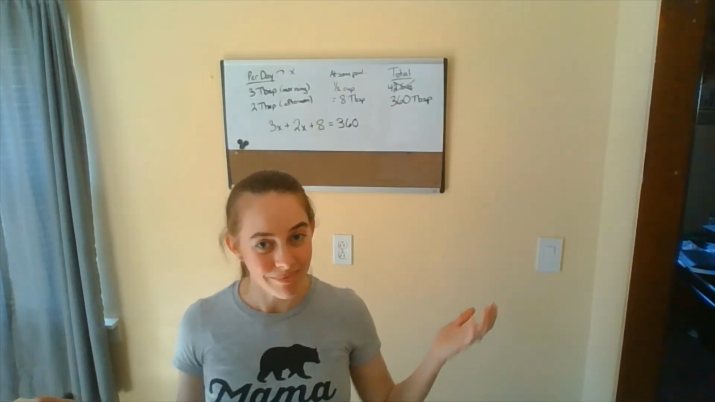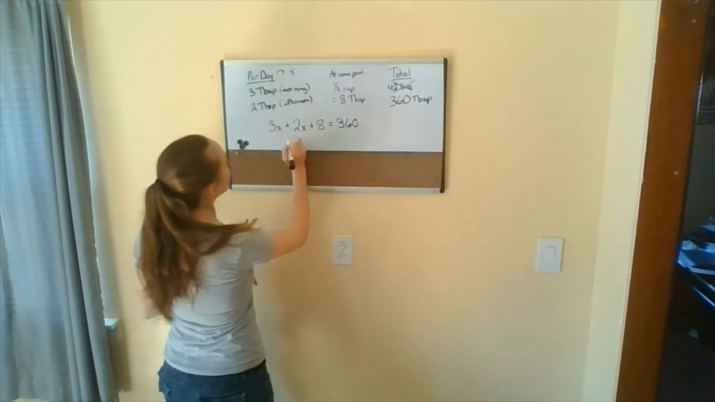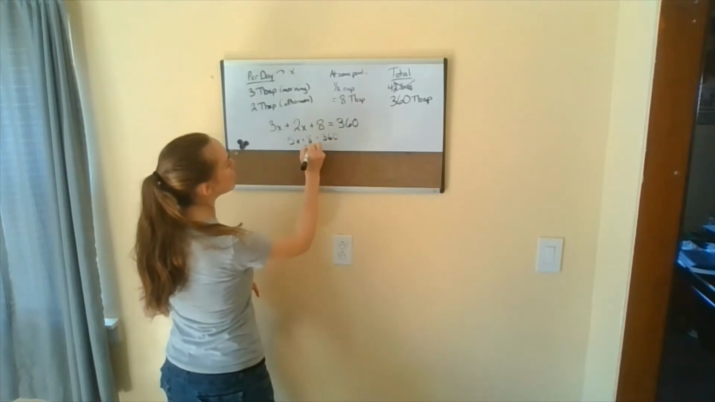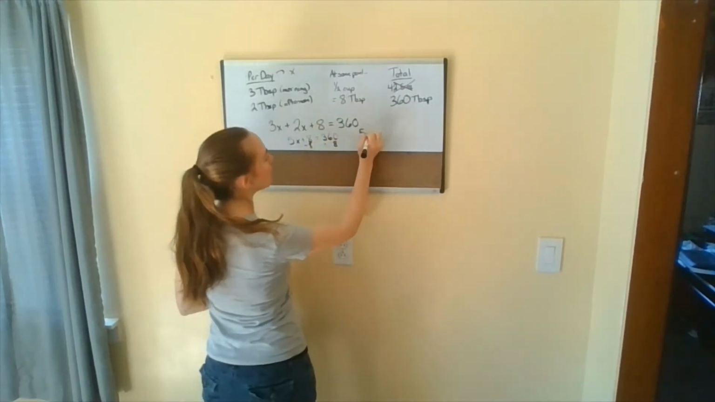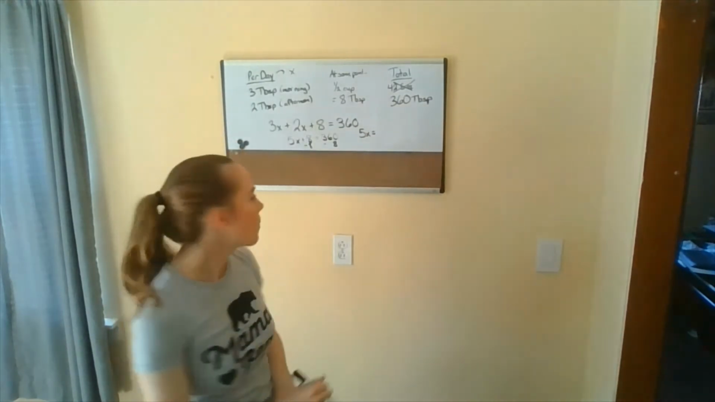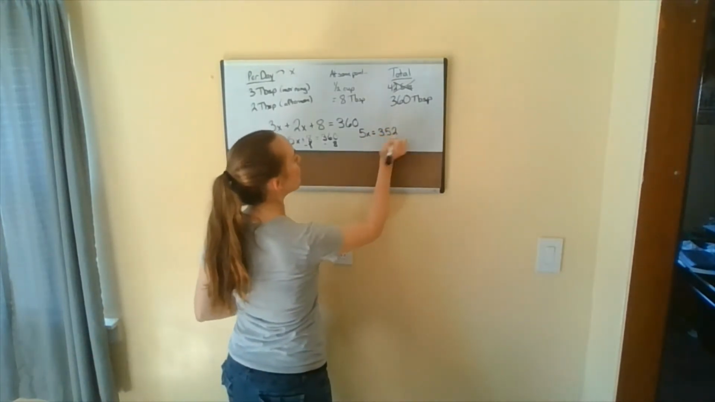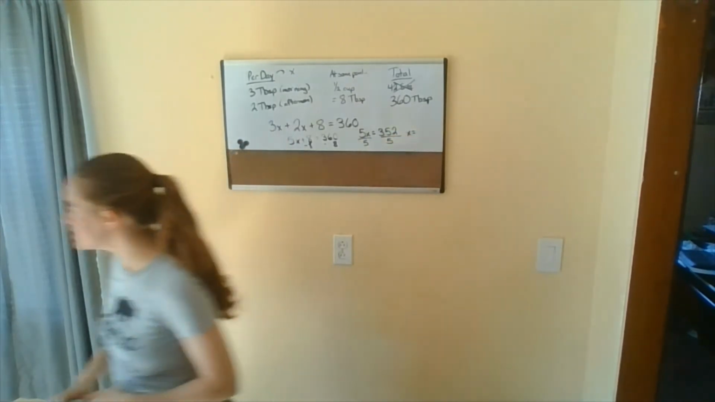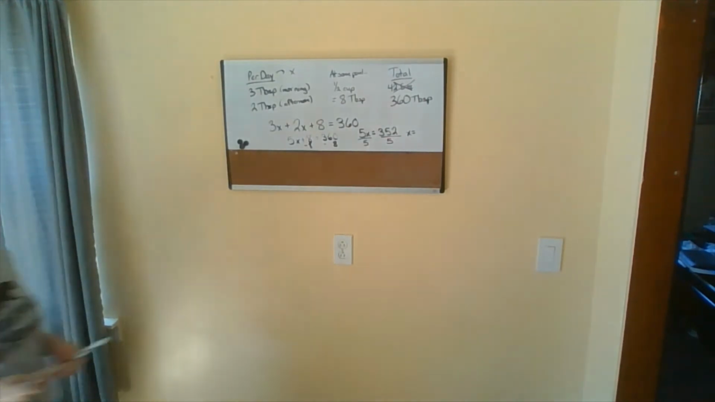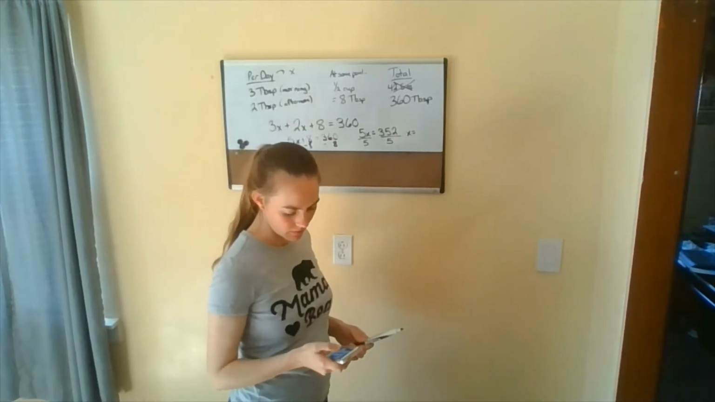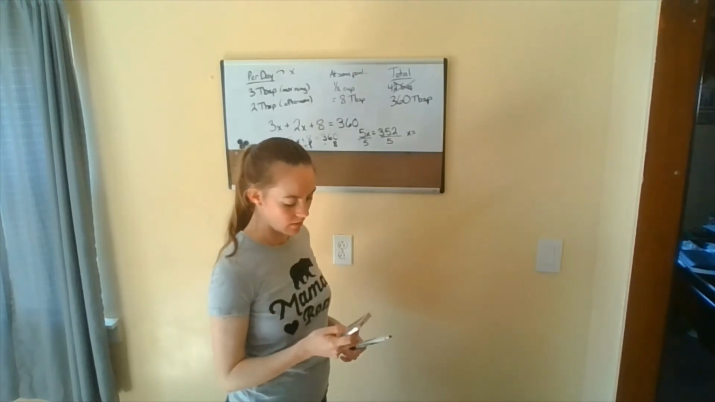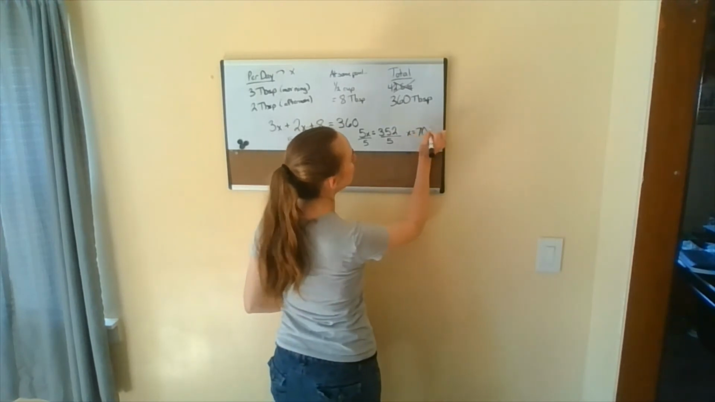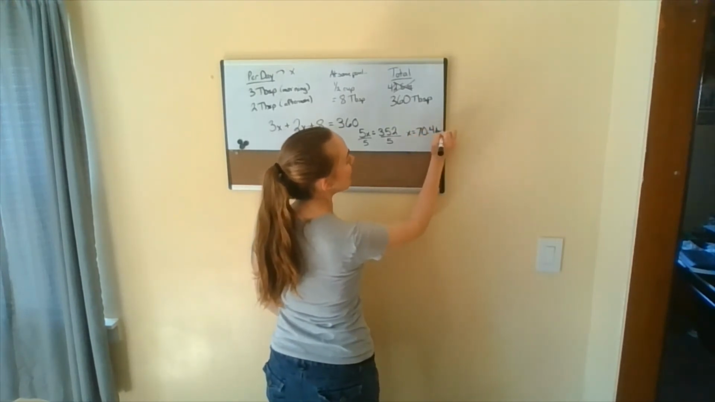And now we solve. So combine like terms, 3x and 2x make 5x. Now let's subtract 8 from both sides. So 5x equals 352. Divide both sides by 5. We will get a decimal. Gotta love your calculator. If you did that by hand, very good. All right, so 70.4. And that is in days.